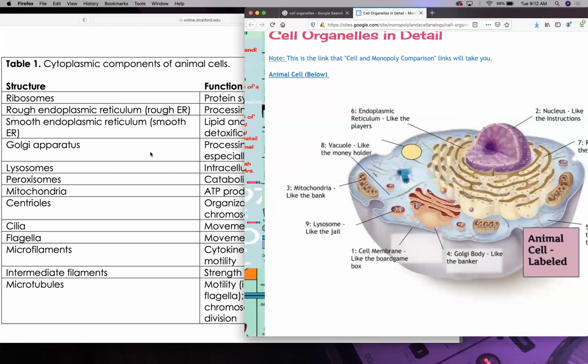The next one on this list here is the Golgi apparatus. Now, do you see these little bubbles that are floating around here, like this one and this one?